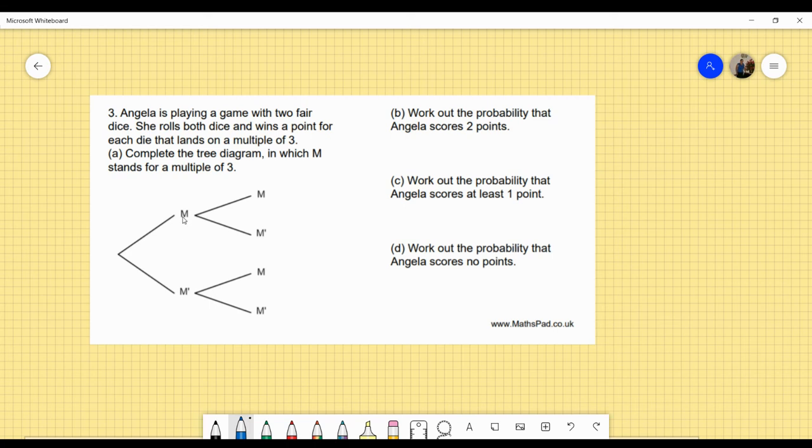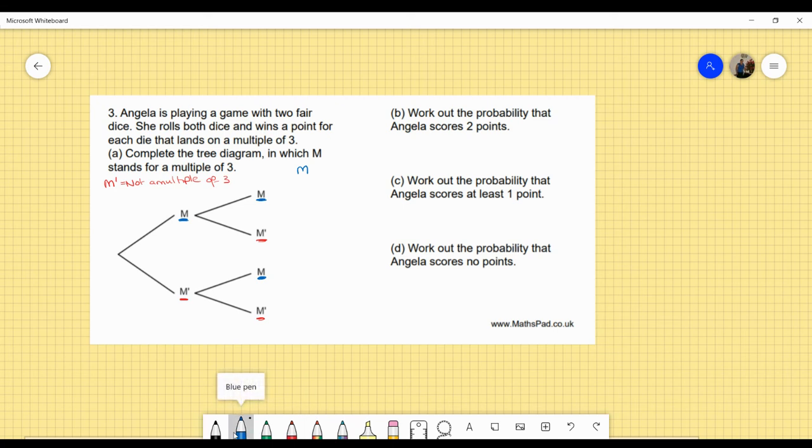So I'm just going to use a little bit of colour to show you the blue ones on the top branches are all M for multiple of 3. Okay, and then on the bottom branches, you'll hopefully see that it's got an M with a little apostrophe on it. So these ones here mean not a multiple of 3. I'm going to write that up here for you. So M with the apostrophe is not a multiple of 3. And therefore, we should hopefully be able to fill in all of the branches.